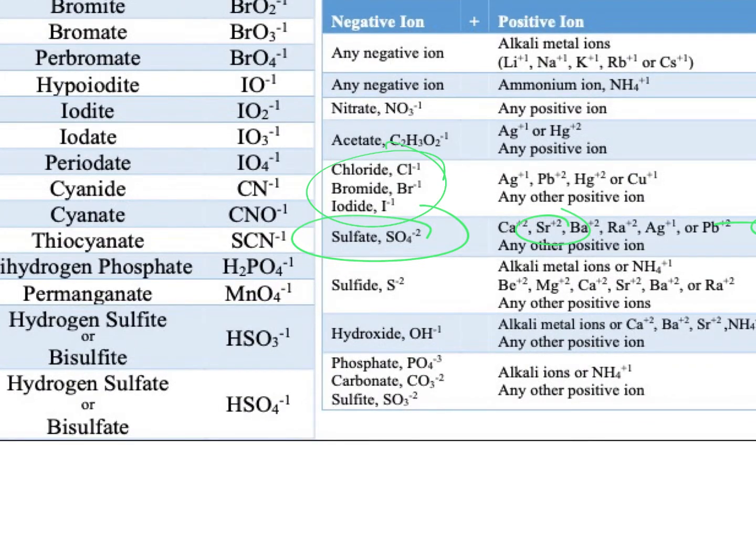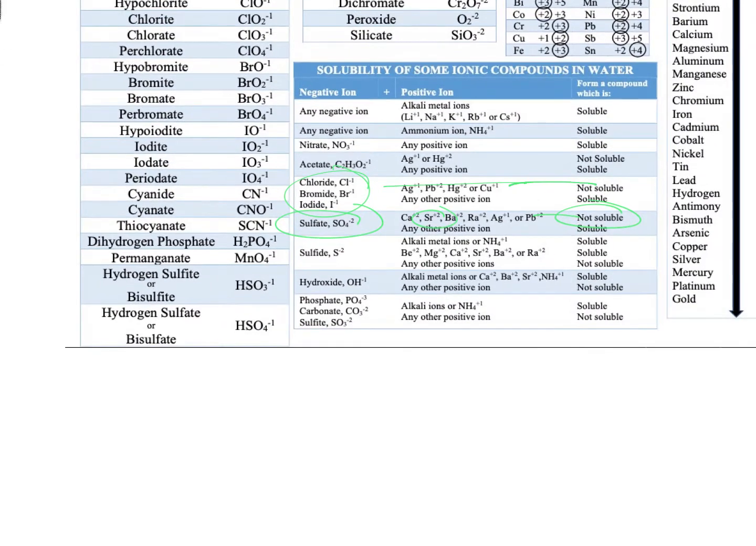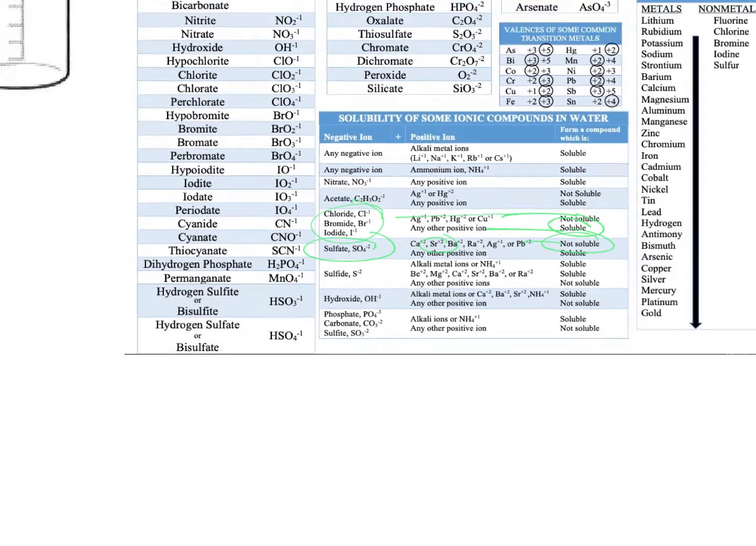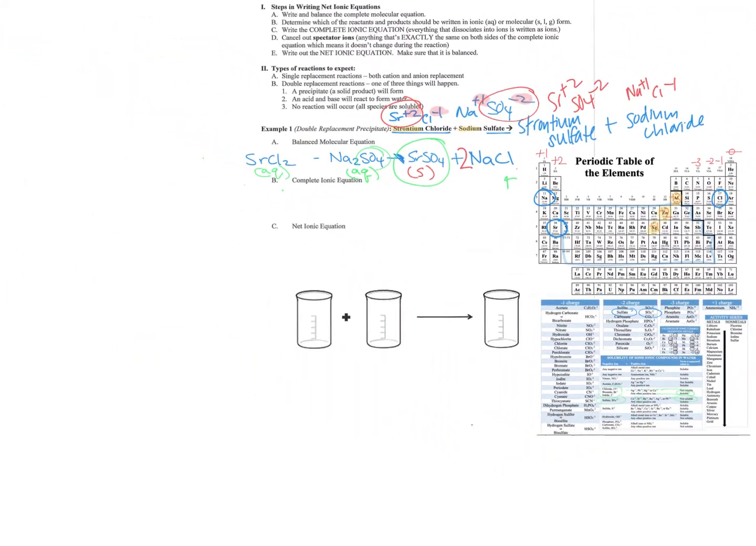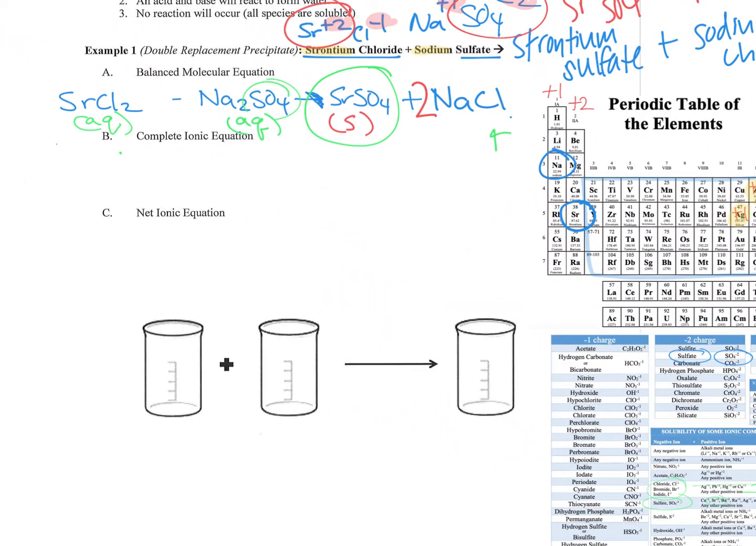And then our last compound, sodium chloride, look up the solubility of chloride. So that's that whole group. Sodium's not listed out, and so it is soluble. So NaCl will be aqueous.